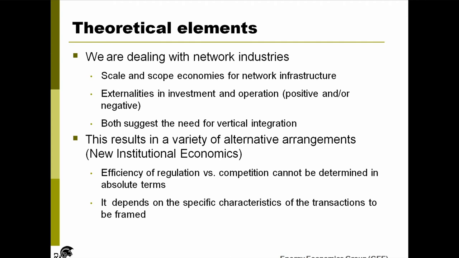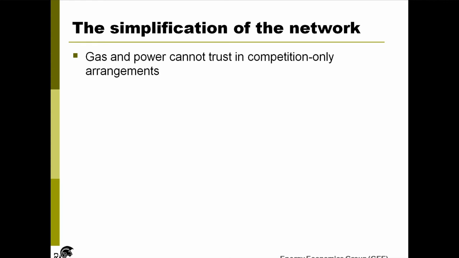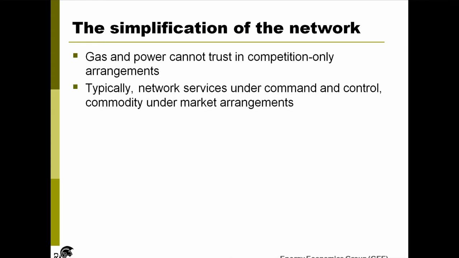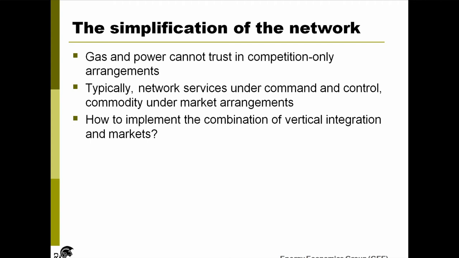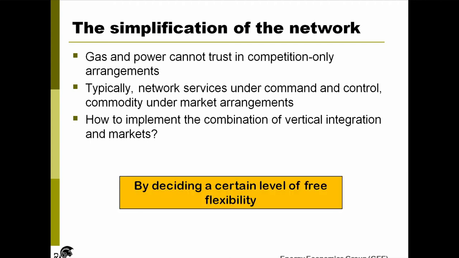So, what's the correct level of vertical integration? We don't know. What we do know is that gas and power cannot be based on competition only. We will need some level of vertical integration, and this typically results in a scheme generally described by network services organized under command and control, commodity services organized under market arrangement. Of course, the question is how to implement this combination of vertical integration and market. And the answer to this is by designing a certain level of free flexibility.